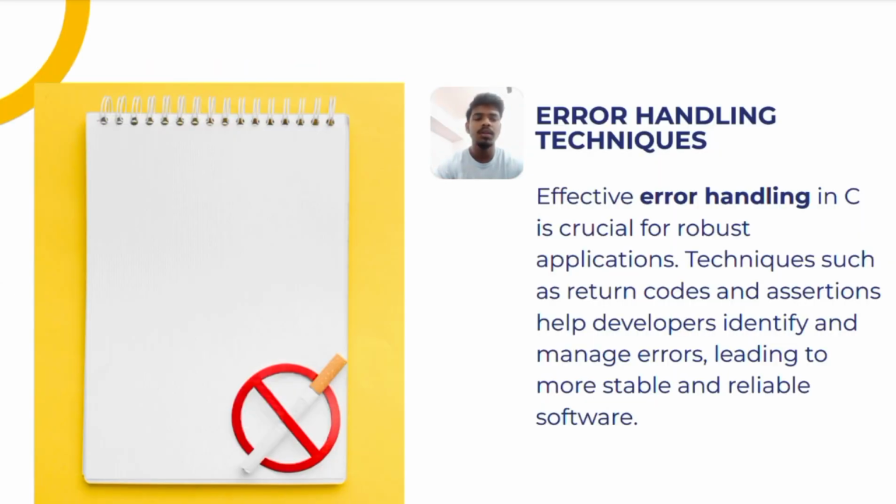Error handling techniques. Effective error handling in C is crucial for robust applications. Techniques such as return codes and assertions help developers identify and manage errors, leading to more stable and reliable software.